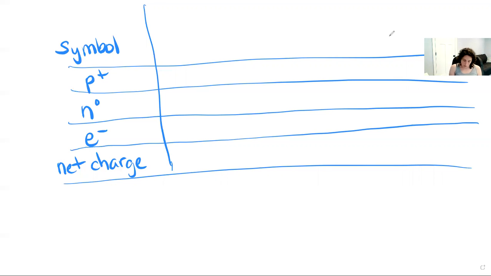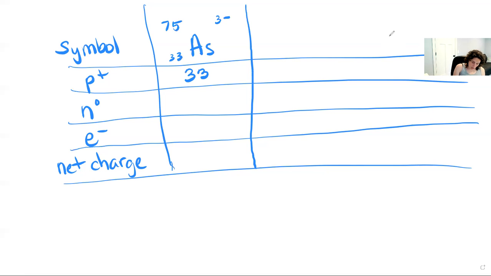So let's say that I was given 75 As with a little 3 minus right here. What does all that mean? Well, we can look up arsenic. As, by the way, is arsenic. If we find it on the periodic table, we will see that As is number 33, so I'm going to put 33 here. Protons will be 33. Neutrons, I'm going to go in order this time. Neutrons takes the mass number, that 75, minus protons, which gives you 42.